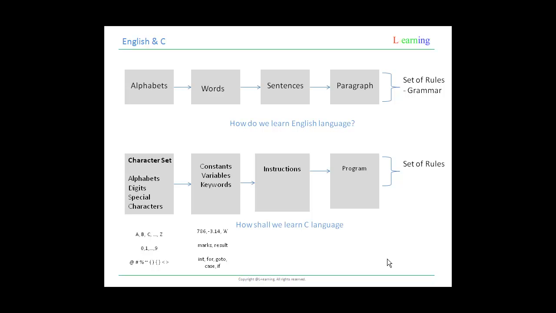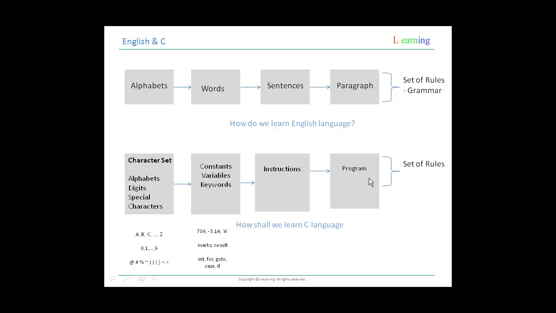And once you are armed with the character set and constants, variables and keywords, using these and applying a set of rules to them, you can form a C instruction. Once you start writing instructions, if you combine one or more instructions following some set of rules or a grammar that C allows, you can create a program. And C is a language which consists of many programs.